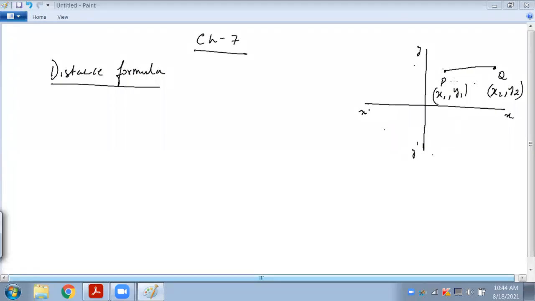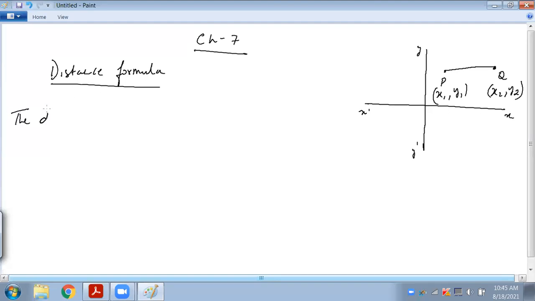So as I told you, if there are 2 points in the Cartesian plane, say P is (x1, y1) and Q is (x2, y2), then the distance between these 2 points will be PQ. And how do we find the distance PQ? We're going to use the distance formula. The distance formula is given by what?